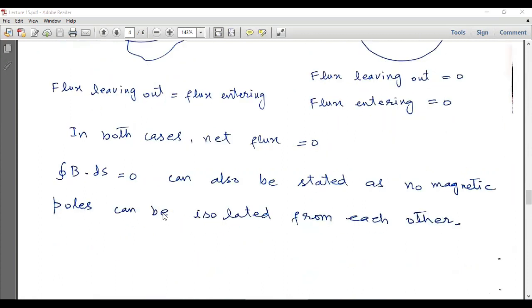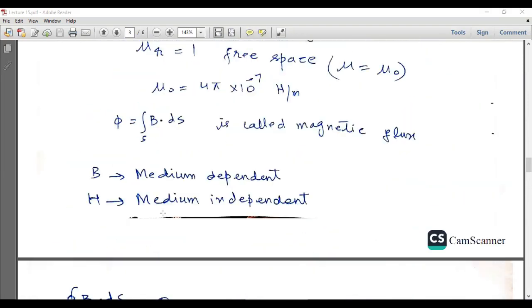So that is all about today's lecture, and I hope you have understood the concept of magnetic flux and magnetic flux density.